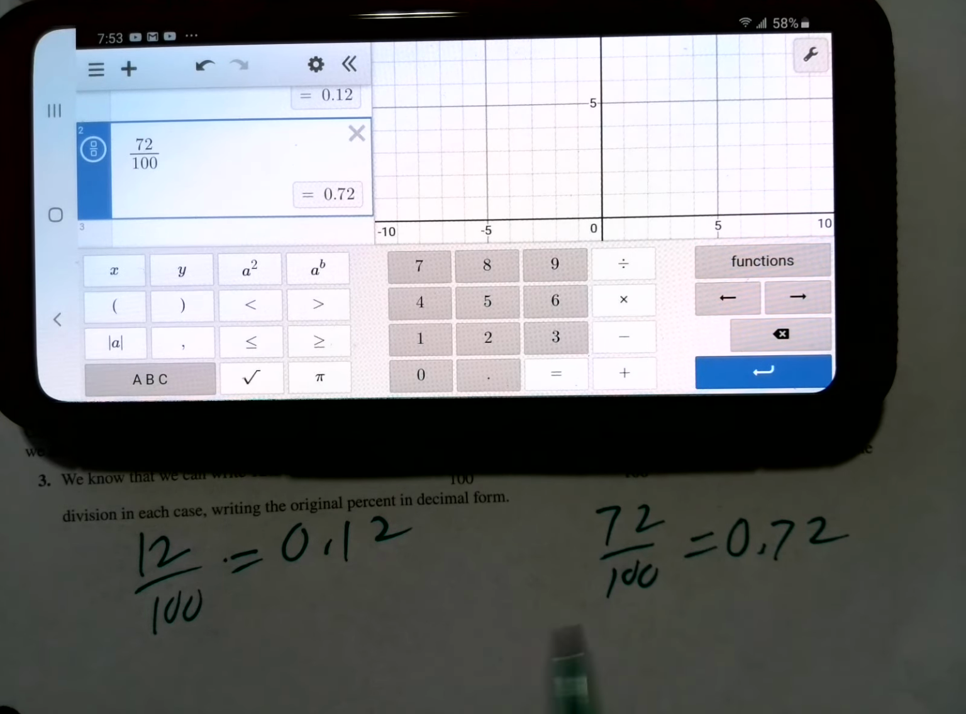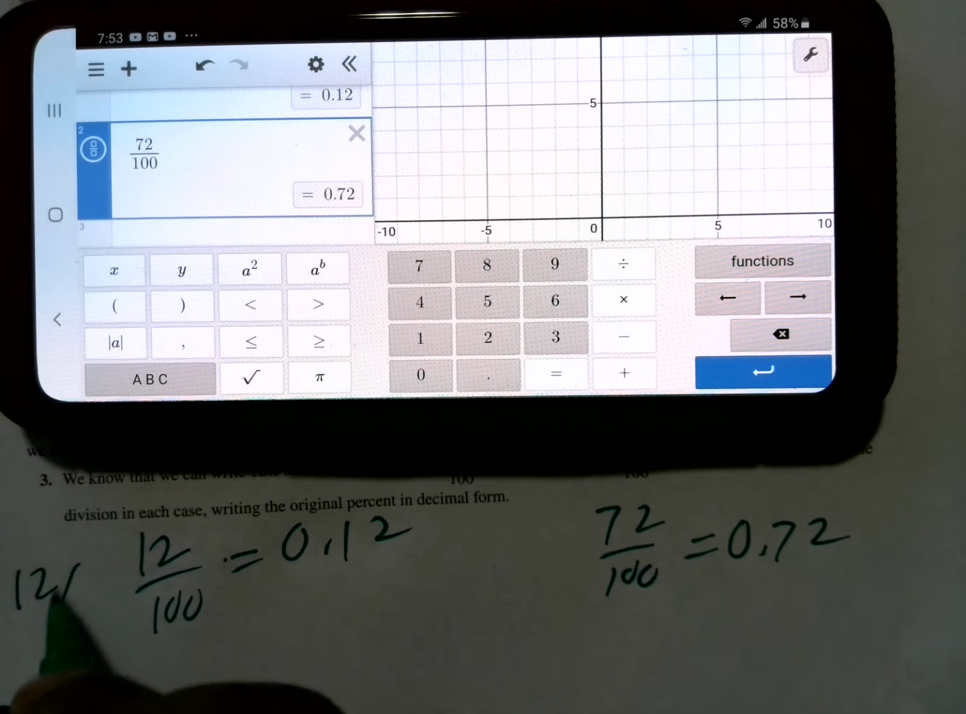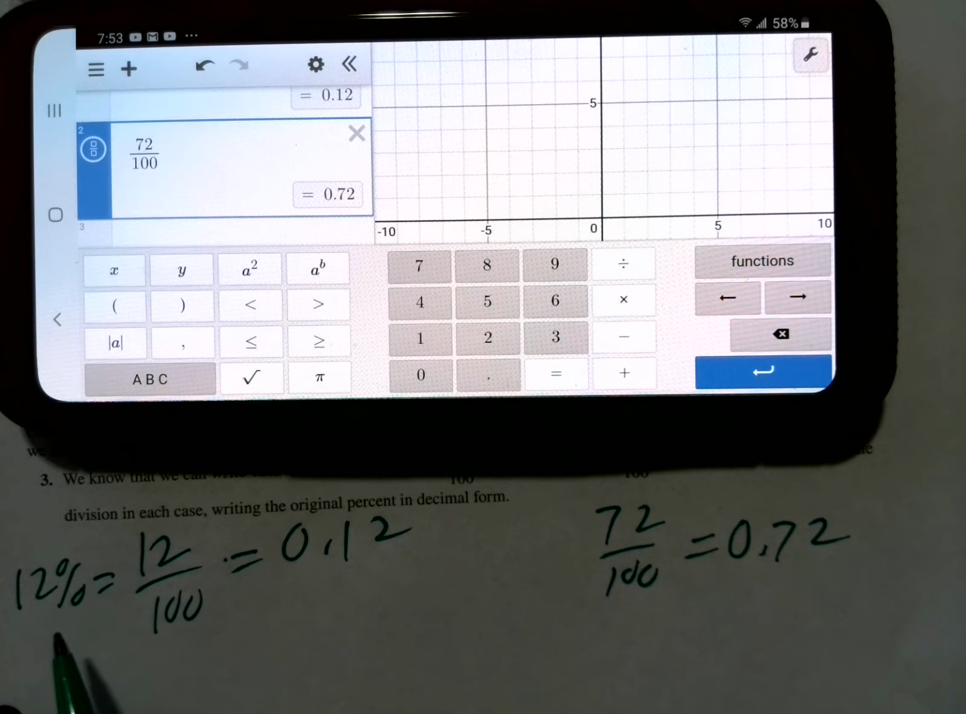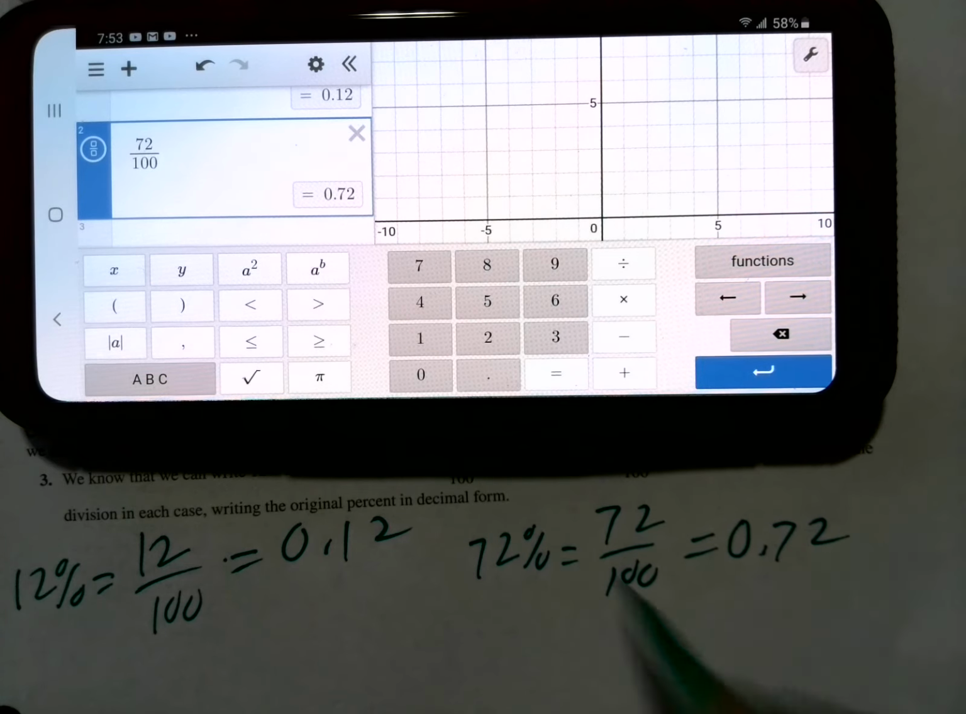But one thing I did leave out, and I'm going to go back and correct this, is that I should have written the 12% first. 12% leads to 12 over 100, which leads to 0.12. And then here, this would be 72%, which leads to 72 over 100, which is 0.72.